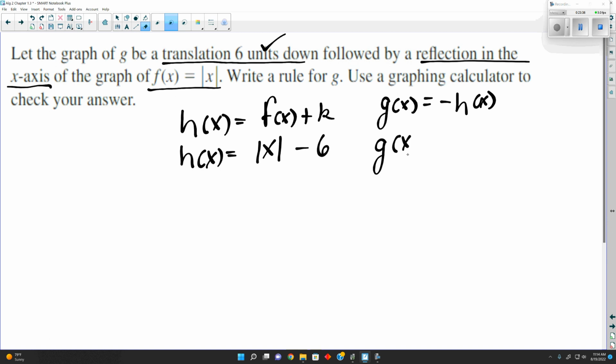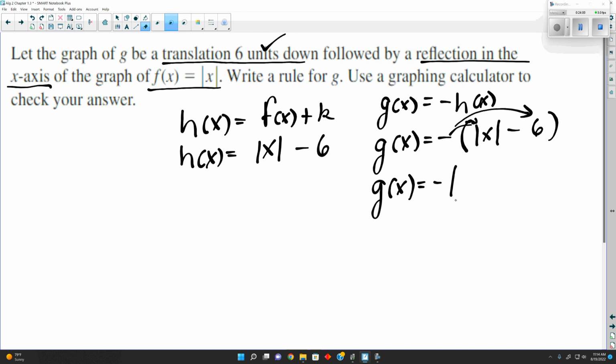So really, we have negative, parenthesis, absolute value of x minus 6. Now we can apply the negative to both of them. Yep. There you go, you got it. So when we apply the negative to the absolute value of x, we'll have negative absolute value of x, and the negative and negative 6. And that's it.